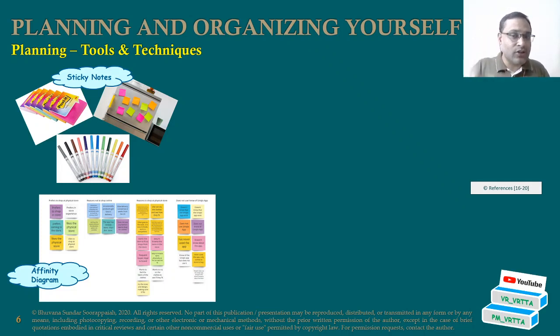Imagine you write sticky notes: call the baker at 7 o'clock in the evening, follow up with the baker regularly, call the baker regarding designing on the top of the cake. These are different smaller activities. You group them all under one heading and then you post them. This is called an affinity diagram. Very simply, it helps you to categorize related activities under one heading and then you are good to go.